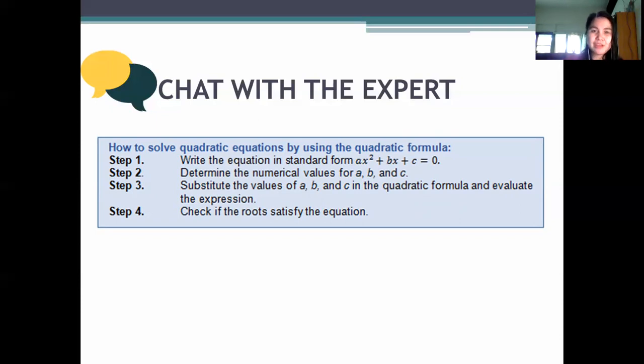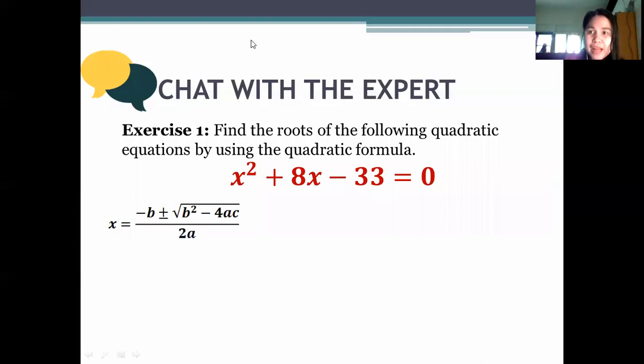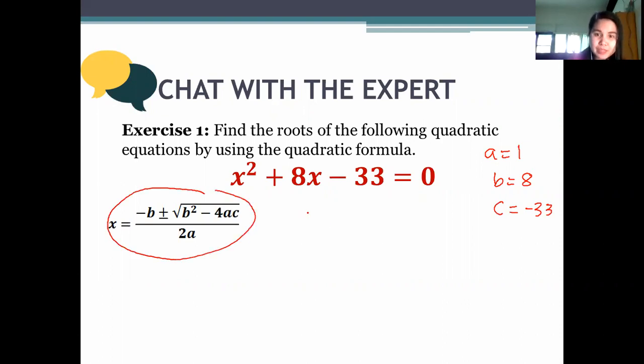Now let's start. For example, here, what are the values of A, B, and C? The value of A is 1. The value of B is positive 8. The value of C is negative 33. So we are done with the values. What will we do next? We substitute these values into our quadratic formula. Let's start with negative B. Our B is 8, so negative 8. The minus will really be there. So if your B is negative 4, then here it will be the negative of negative 4.